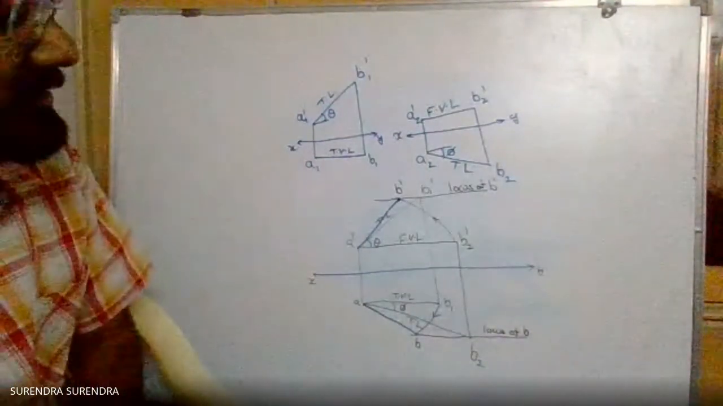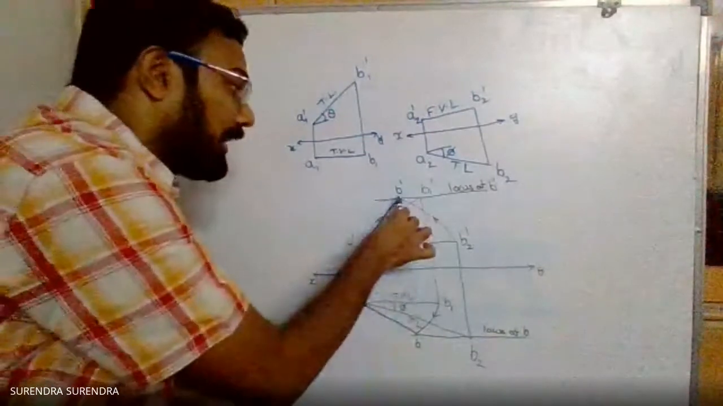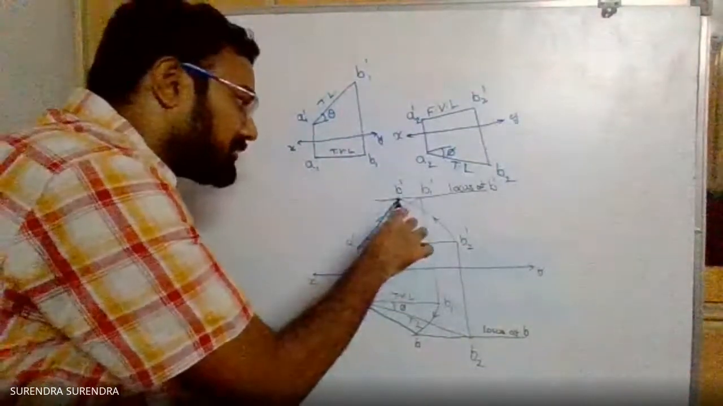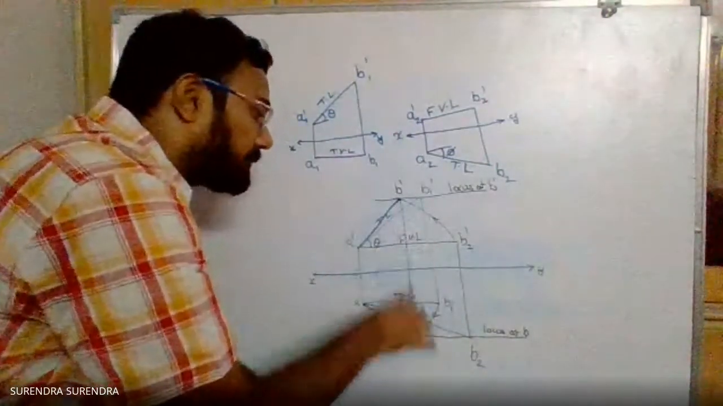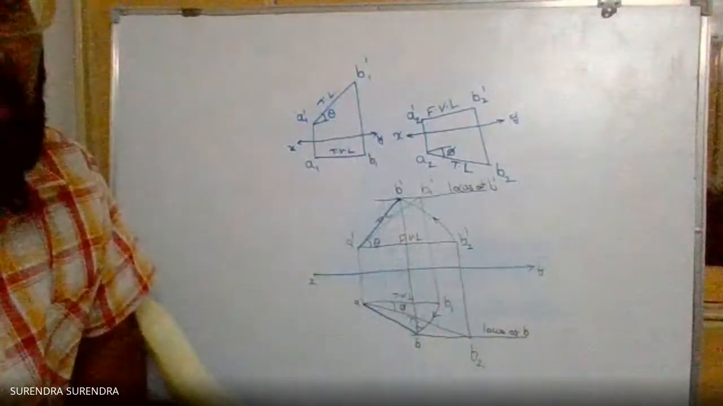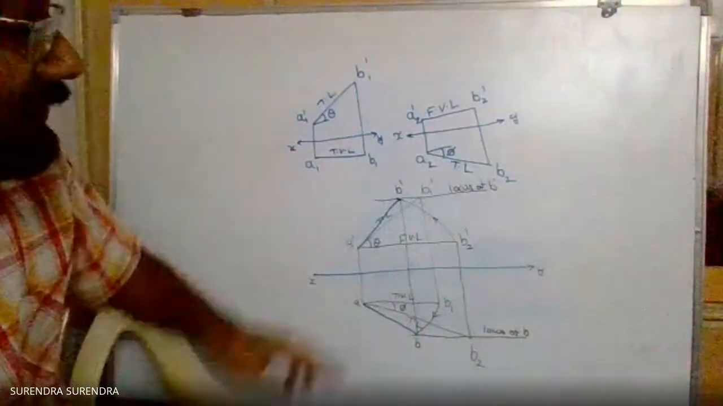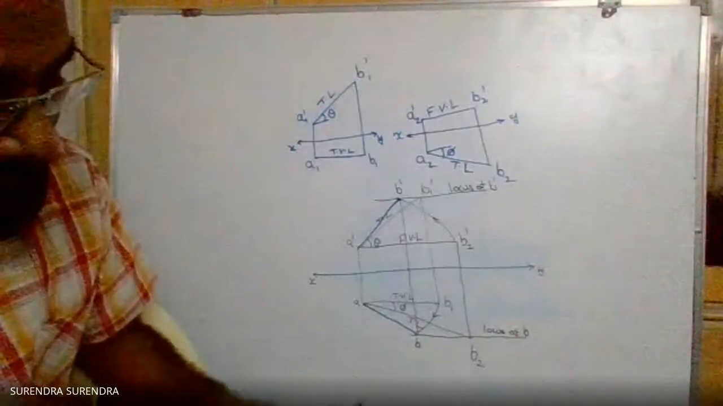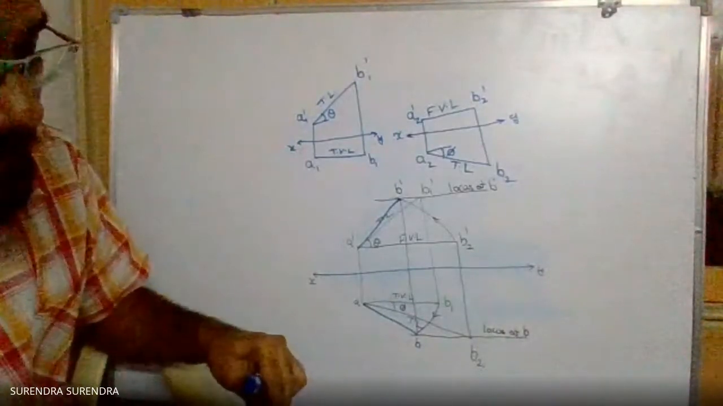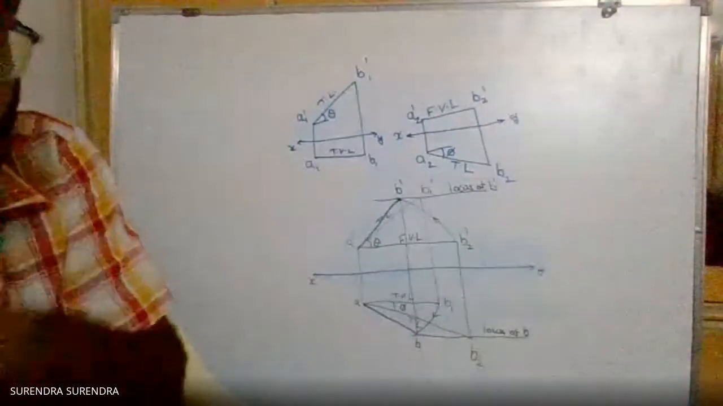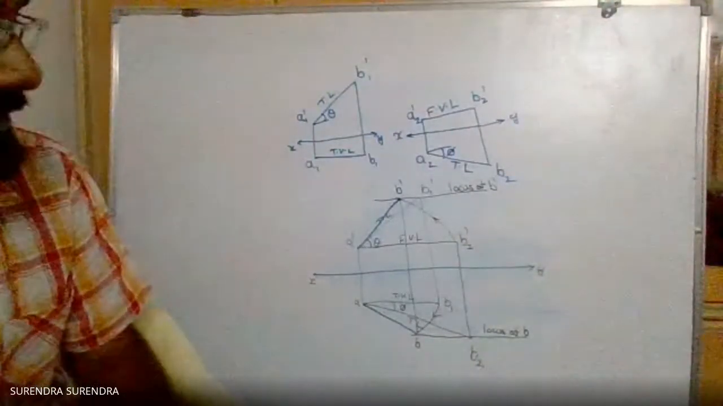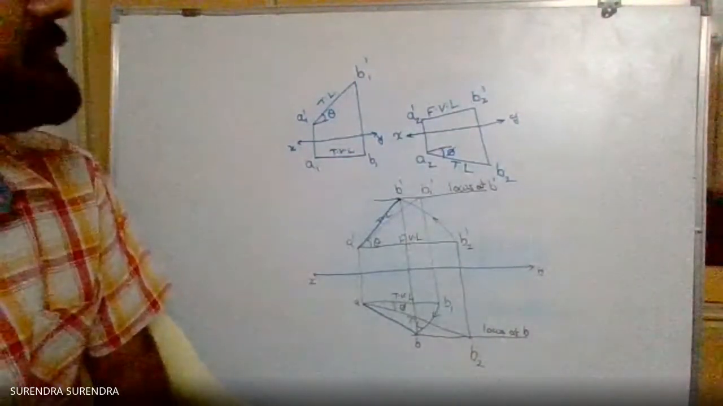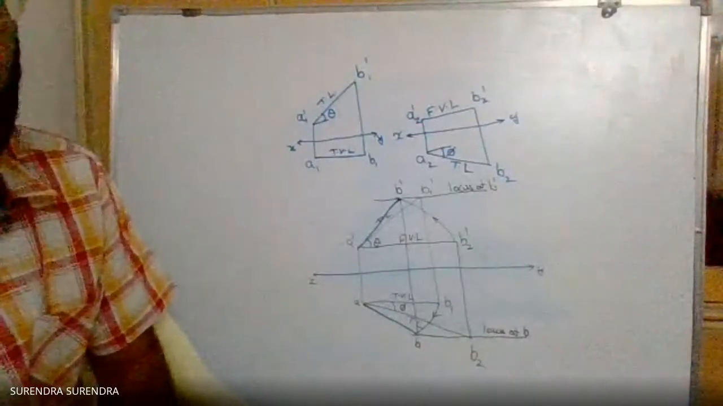And one more cross check: after completion of this, if you join B B dash, the condition always is that B B dash must lie on the same projector. So the line B B dash must be perpendicular to the XY line. If the final line you drew does not come out perpendicular, it implies you made a mistake somewhere. So this is how to represent when a line is inclined to both the planes.